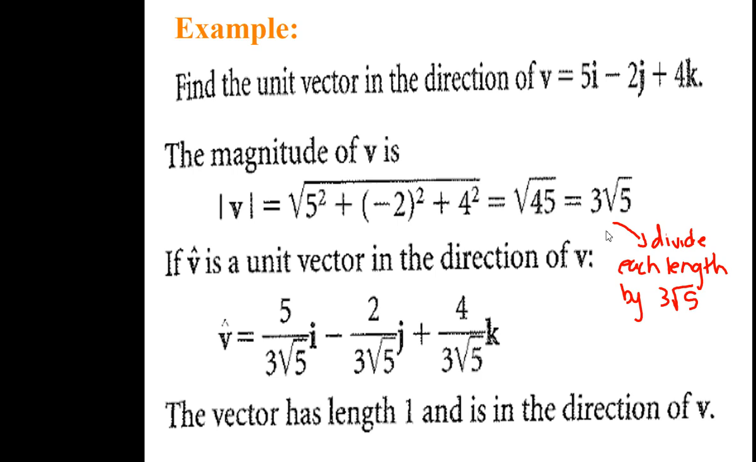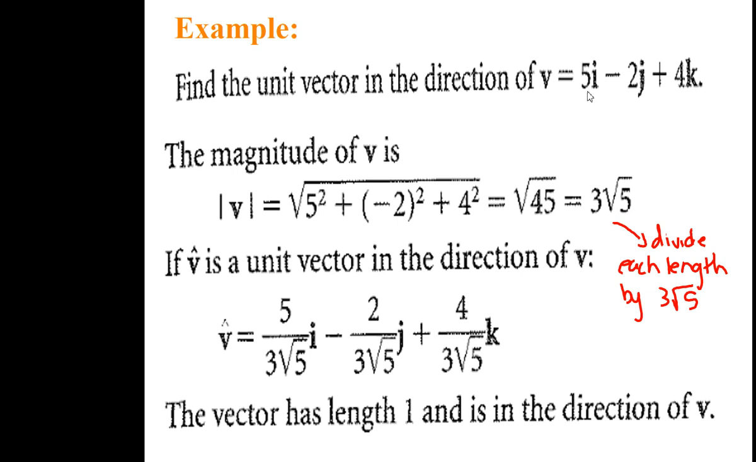And a unit vector has to have a magnitude of 1. So to make it equal to 1, 3 root 5 divided by 3 root 5 equals 1. So that would make the unit vector magnitude equal to 1. So if v is a unit vector in the direction of v, therefore it has to be a scalar multiple.